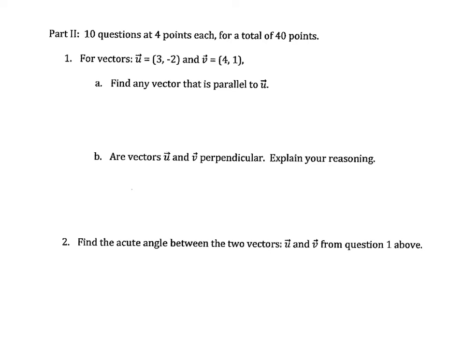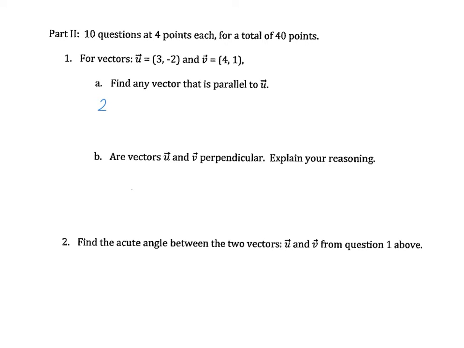All right, so 1a, we have got a couple of vectors, u, which is 3, negative 2, and v, 4, 1. First question is find any vector that's parallel to u. So that means a vector with the same orientation. Could be in opposite direction, but the same sort of slope, if you will. An easy way to do those would be to say, well, let's take u and multiply. Let's make a longer version of u. It'll automatically have the same direction.